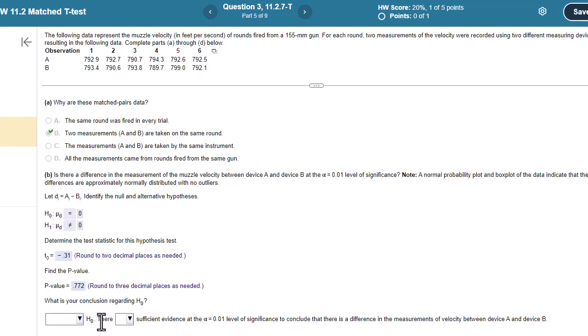So what is your conclusion regarding H0? We're going to fail to reject H0, or not reject H0. There's not enough evidence, at really any meaningful level of significance, to conclude there's a difference. Even though there is a difference, it's not a significant difference. If I took another sample of 6 observations from both A and B, it's not very unlikely that I would get a difference this great.